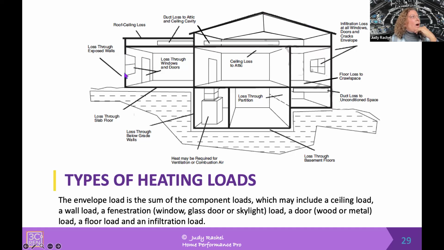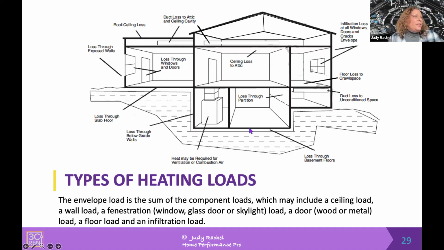There's going to be a wall load. And so we need to figure out how is that wall built, all the way from the cladding to the interior. How is that built? There's going to be a fenestration load. So that's our doors and our windows, and skylights and any of those daylighting solar tubes and things like that.